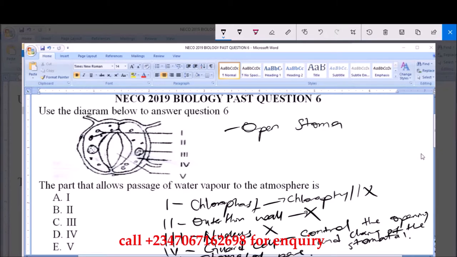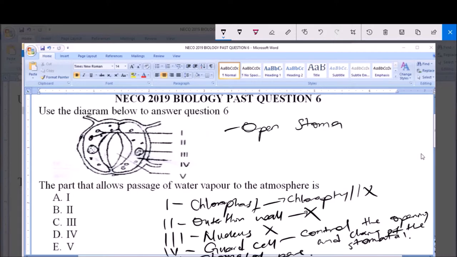I can see the stomata now. This stomata is an open stoma. The stomata pore is open. Now this is the guard cell. These are the guard cells. And these guard cells, what? They control the opening and closing of this stomata. But then the question says the part that allows the passage of water vapor.